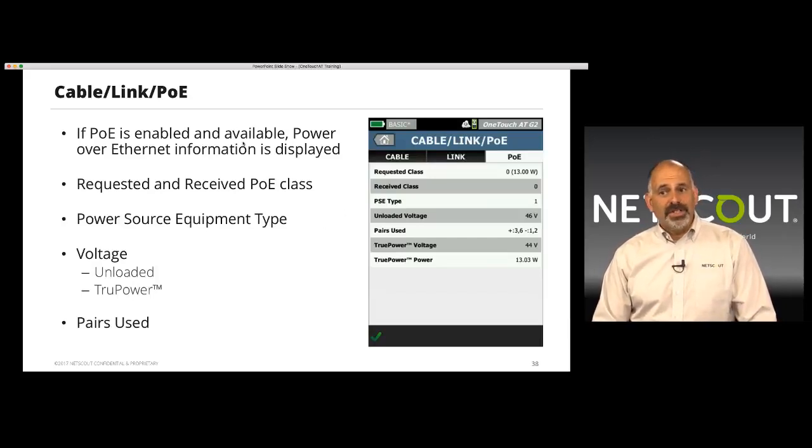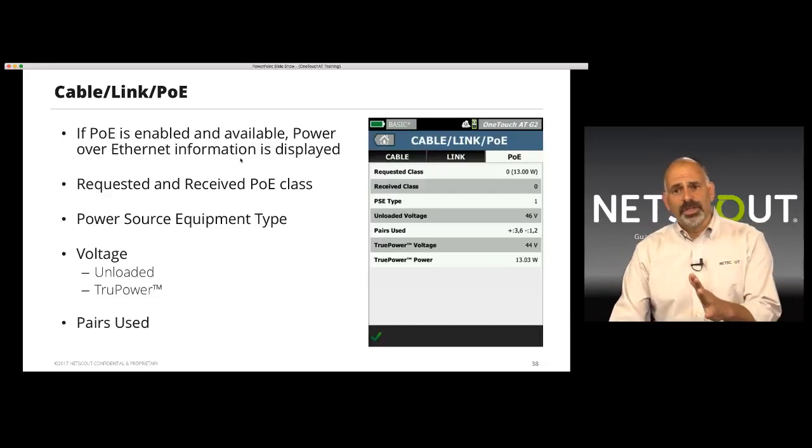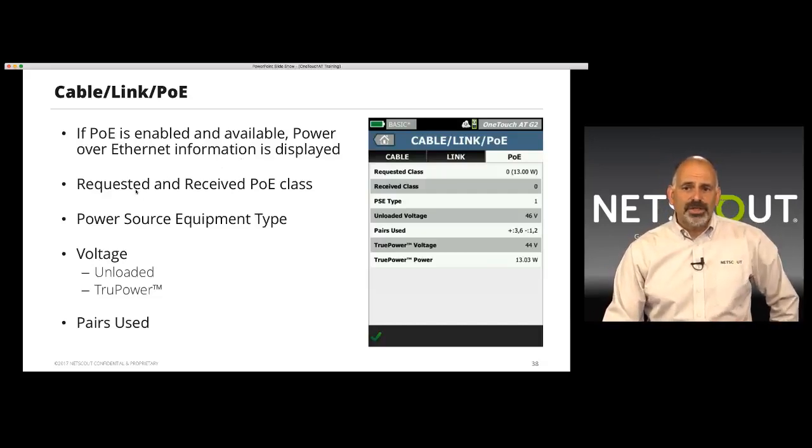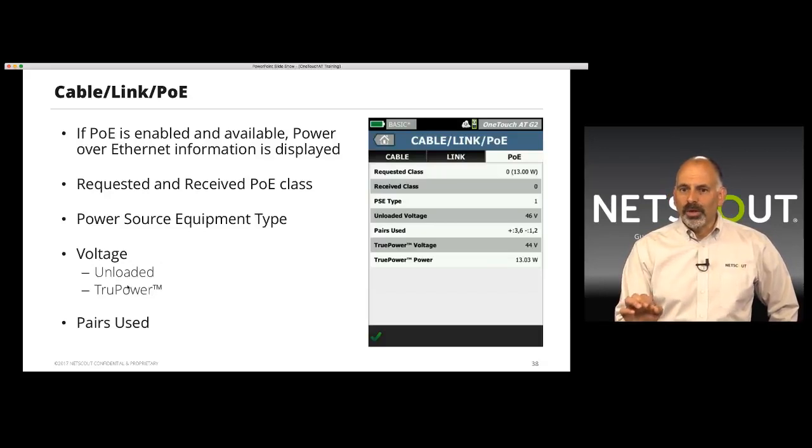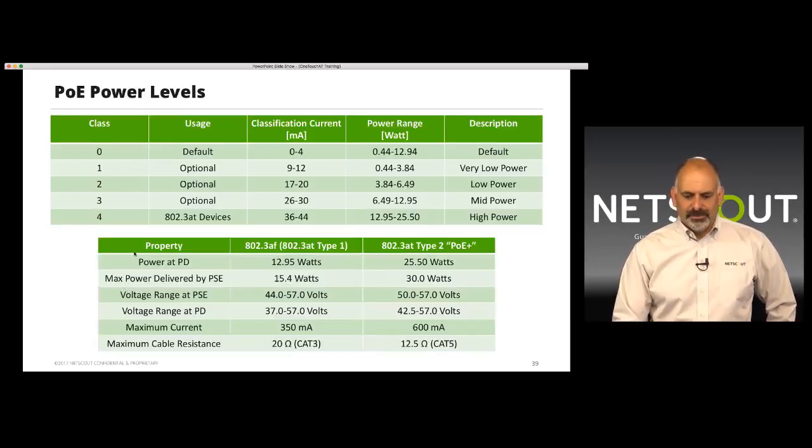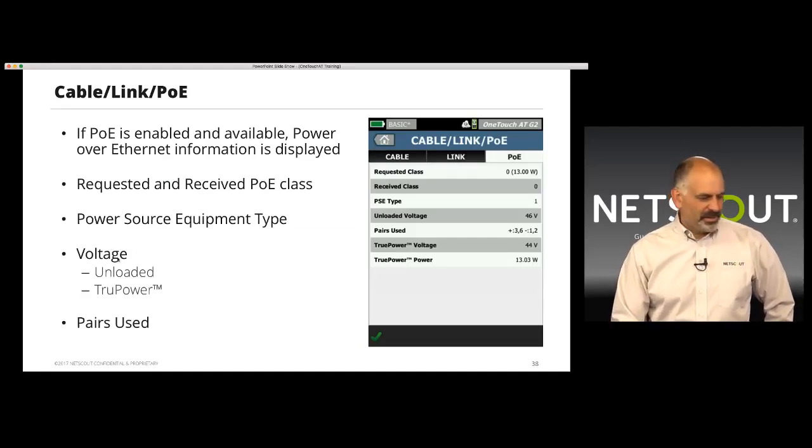Okay, now if PoE is enabled, our power over Ethernet information is displayed. And I showed this to you earlier. This shows us our requested and received class of PoE, our power source equipment type, our voltage, what our unloaded voltage and our loaded voltage is. That's our true power. So true power, and I need to fix that. I'll fix that.